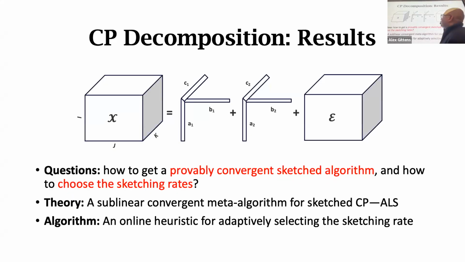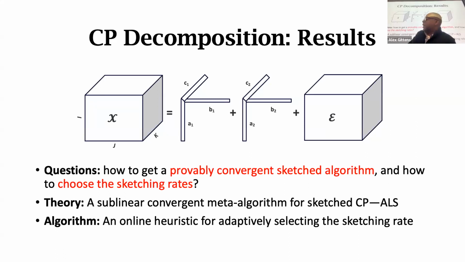So here are our questions and our results. So there's 2 questions. One is we want to use sketching to speed up getting these decompositions. So how can we do that in a way that gives us a convergent algorithm? So it's been proposed to use sketching before. Different types of sketching have been proposed that are more efficient in the tensor setting, but the convergence of those algorithms was not shown before. And then the practical question is, how do we then choose these sketching rates to ensure convergence in practice?